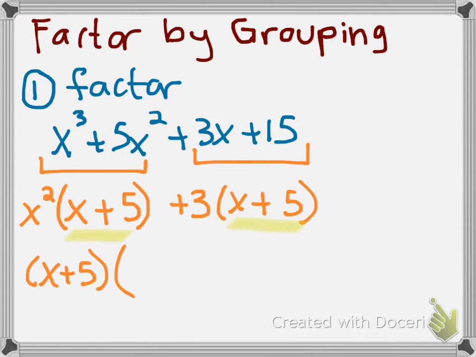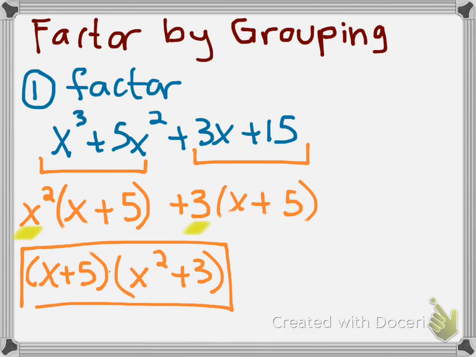What's left over in this case, since you've already taken out that x plus 5, is an x squared and a 3. That is what's left over, because each group had the x plus 5 in common, so separately, what was left over was the x squared and the 3. So what I have done is I have now written this as something times something. That is a way of factoring right there. So that's a great way.